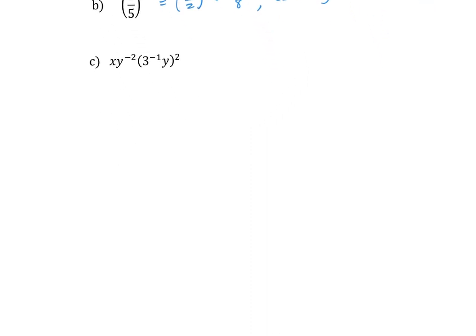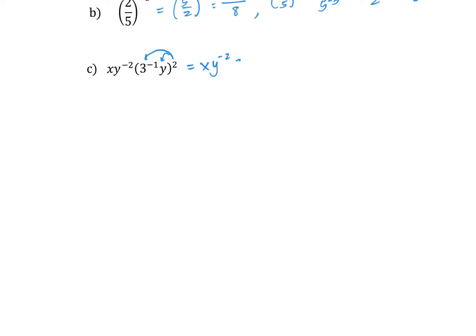All right, let's see. Part C. I could take the y to the negative 2 and make it positive by flipping it down, but I think I am going to first get rid of the parentheses. So I'm going to leave the x, y to the negative 2 the way it is. And instead I'm going to take the exponent 2 and I'm going to distribute it to this product on the inside. So when you distribute that exponent, remember you're multiplying exponents. So this 3 to the negative 1 becomes 3 to the negative 1 times 2, which would be negative 2. And then we have the y squared.